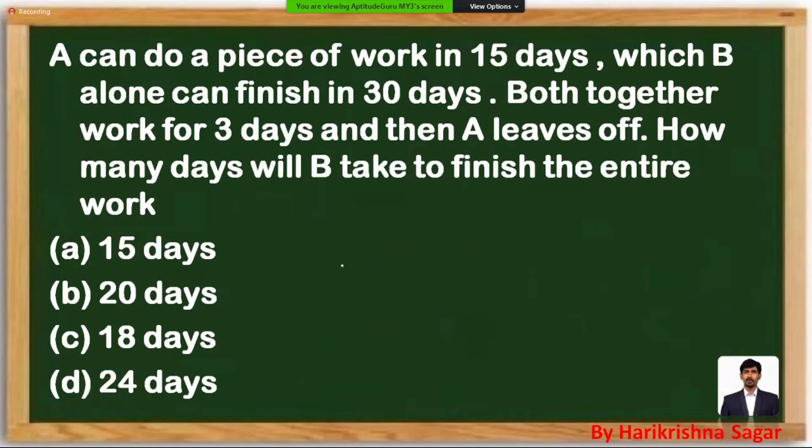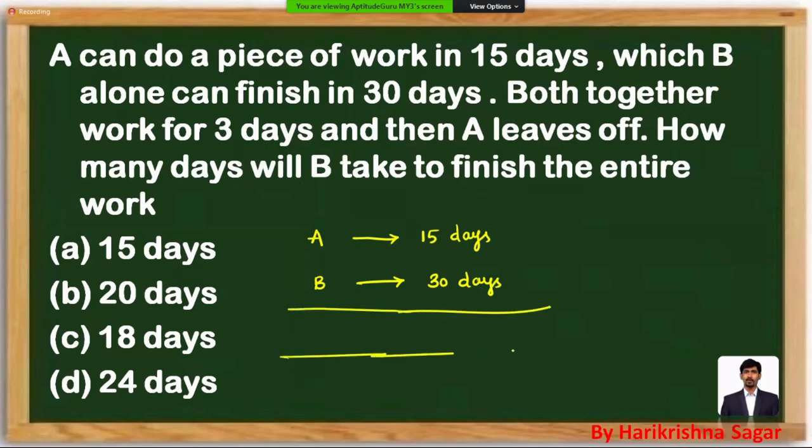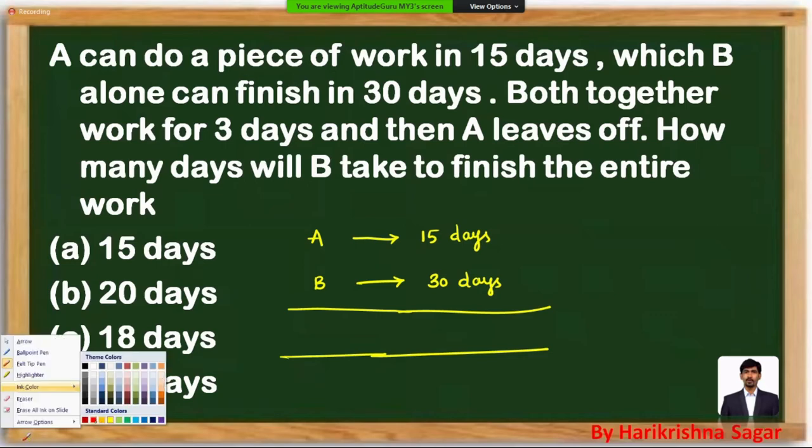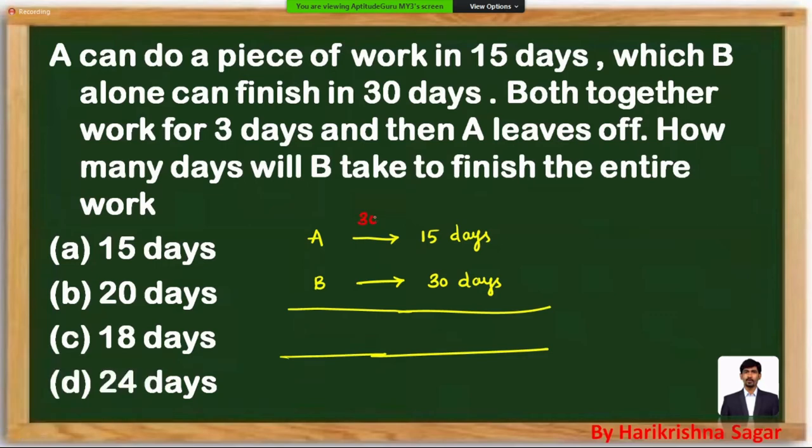I'm repeating the question. A can finish a work by taking 15 days of time. B can finish the same work by taking 30 days of time. As per the story which is narrated, they work together for 3 days of time. So I don't know what is the total work done. I'm taking the LCM of the numbers. LCM is 30. Let's assume total work is 30 units.